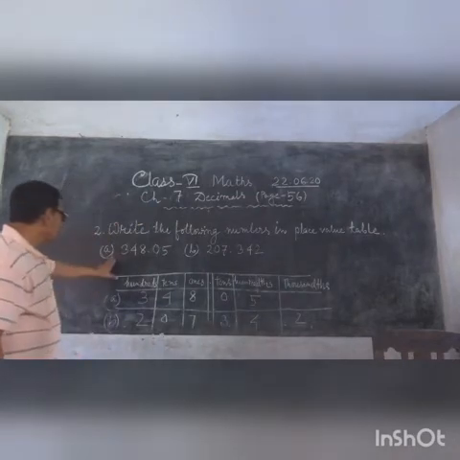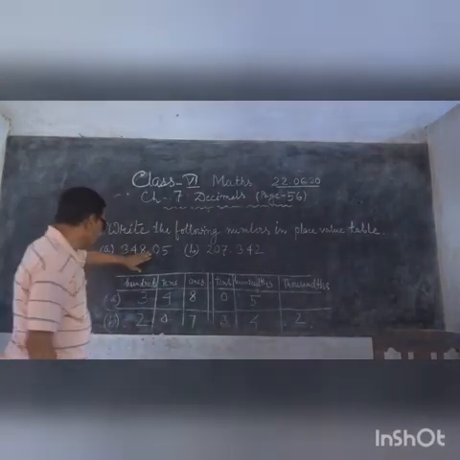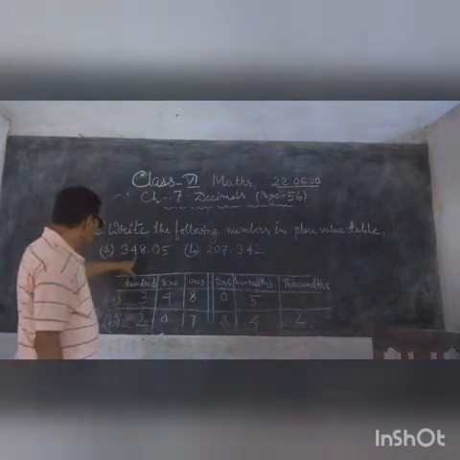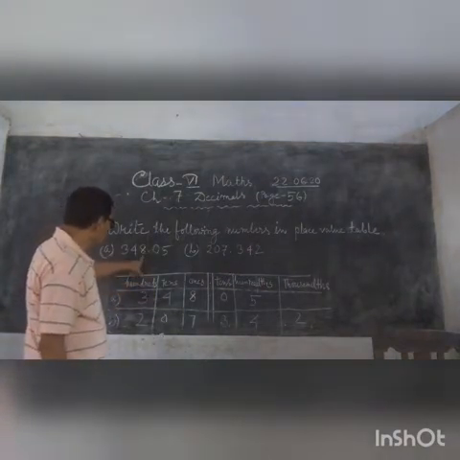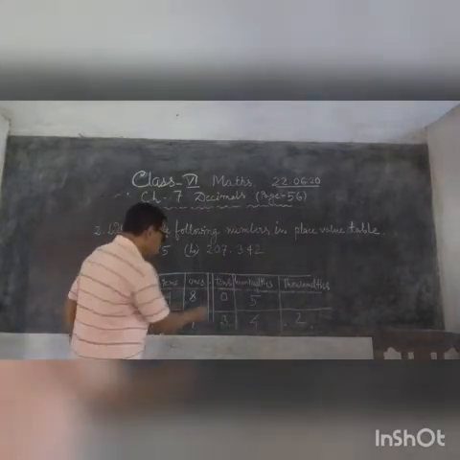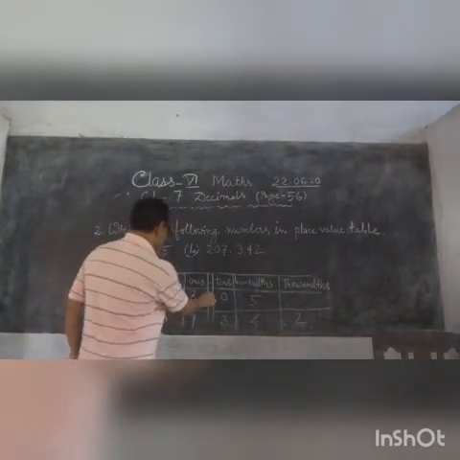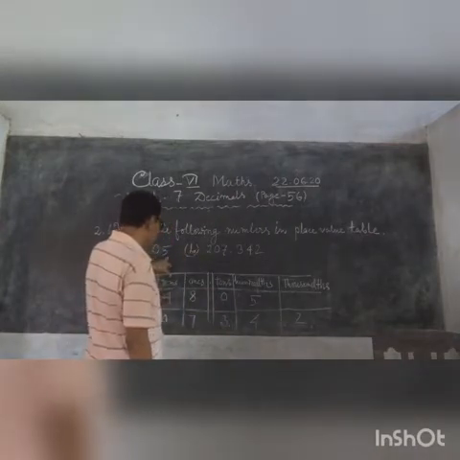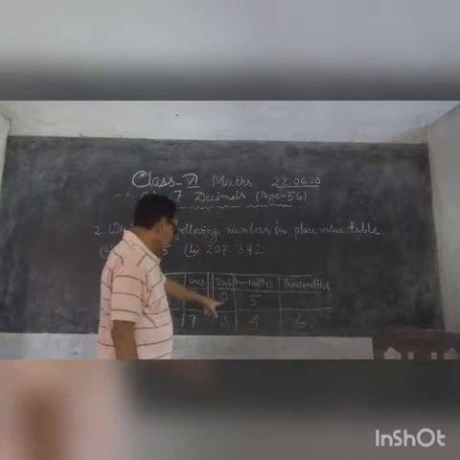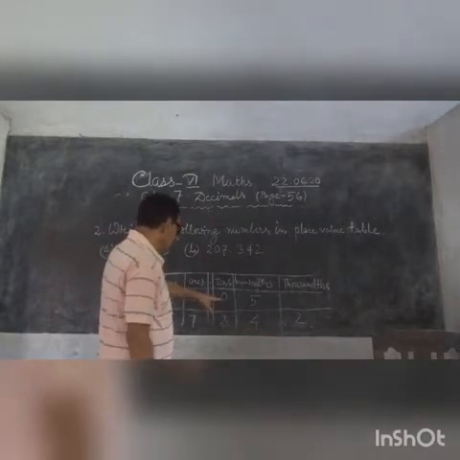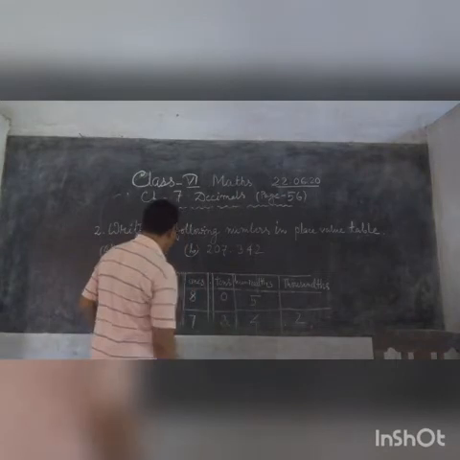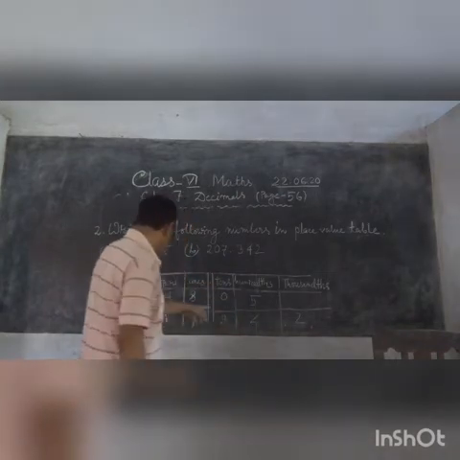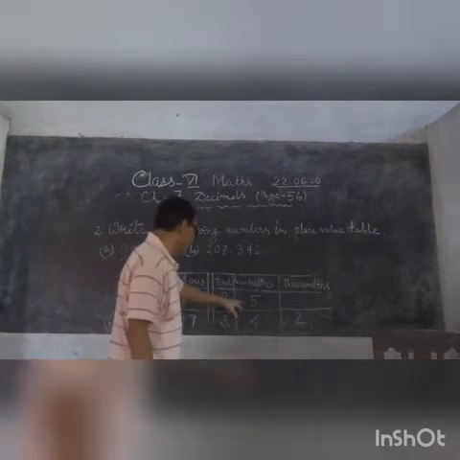Then for A, 348 is the whole number. So in hundreds place write 3, tens place write 4, and ones place write 8. Then put the decimal point. Here 0, 5. So in tenths place 0 will be there, and hundredths place 5 will be there. So the total number will be 348.05.